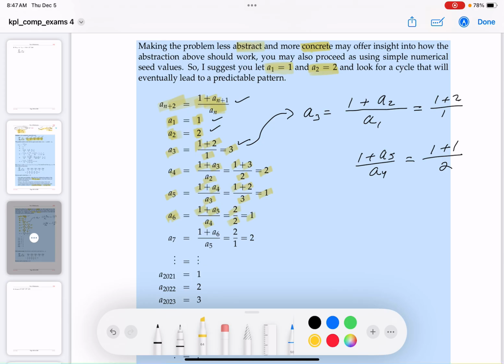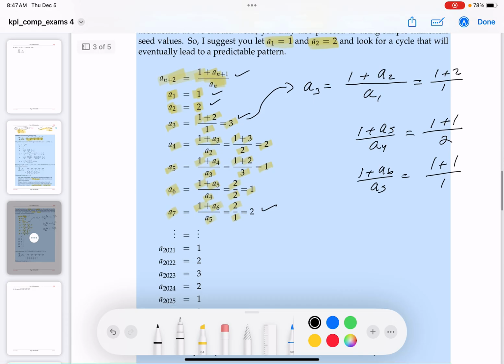All right? Let's do A7. Just getting a feel for it. Very easy computation. 1 plus A6 over A5. Well, let's take a look at that. 1 plus A6. We should write that down maybe. 1 plus A6 over A5. What's A6? It's 1. What's A5? That's 1. Oh, that's 2. All right? So I'm starting to see a pattern over here. And the pattern is, I'm seeing 1, 2, 3, 2, 1, 1, 2.